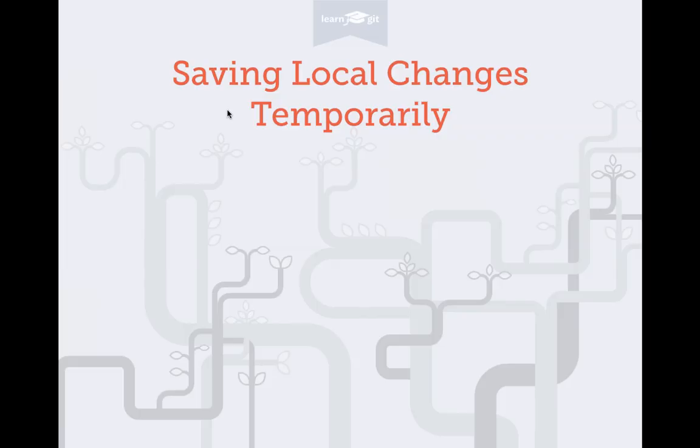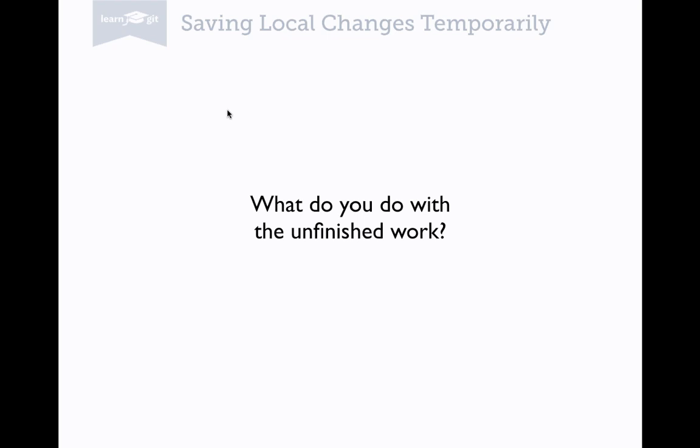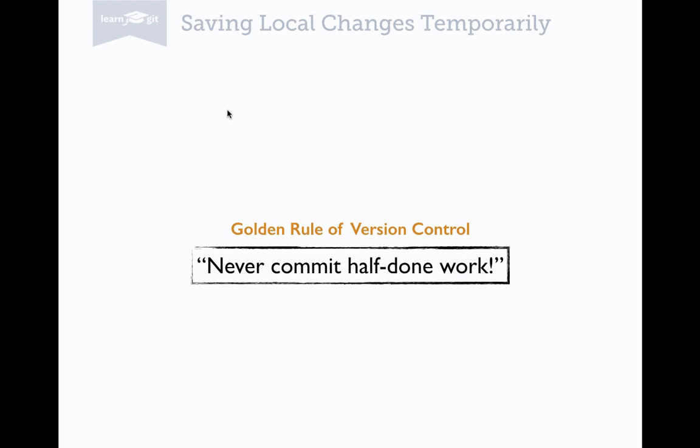Okay, let's talk about another very practical, very handy topic, saving local changes temporarily. So let's say you're working full steam on a feature, and I guess it's always like that, and an urgent bug report comes in. So the question is, what do you do with the unfinished work? And before you answer, I want to present another golden rule of version control, and it is never commit half-done work. So we're in the middle of doing something in our feature work, and we're not finished yet. So what do we do with this half-done work?